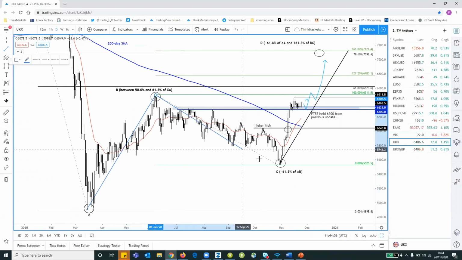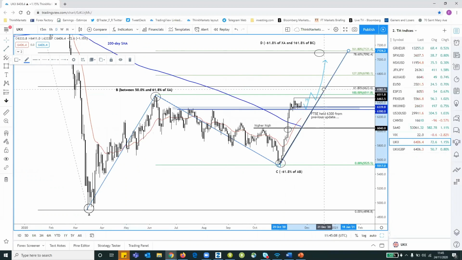So from point C to point D, from point B to point C. And what I could do now is replicate this one from point A to point B and paste it here. So if you clone that and bring it here, you can see that it projects a point D around those Fibonacci extension levels.